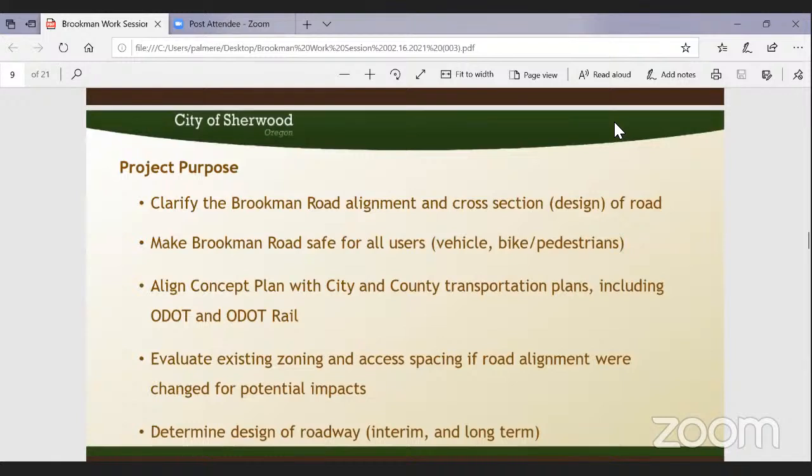So the project purpose this evening. We're really here to clarify the Brookman Road alignment and the cross sections, what the road is going to look like. We wanted to make Brookman safe for all users: vehicles, bikes, and pedestrians. And we needed to make sure that our concept plans were aligned at the city and county level, including making sure that ODOT and ODOT Rail were informed of the project as well. Also, we looked at zoning, and we needed to determine what the roadway was going to look like in the interim and long term.